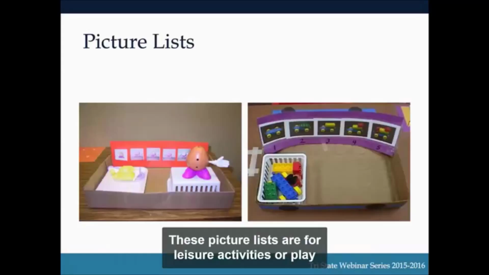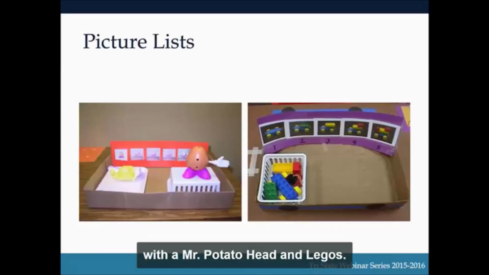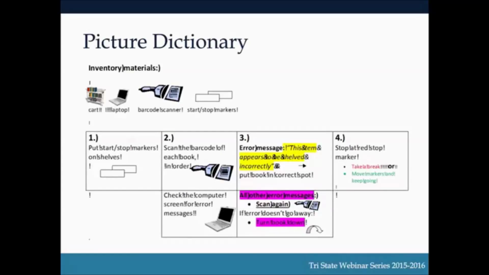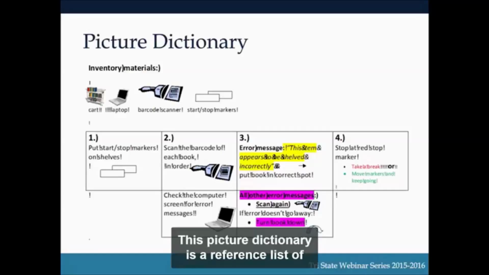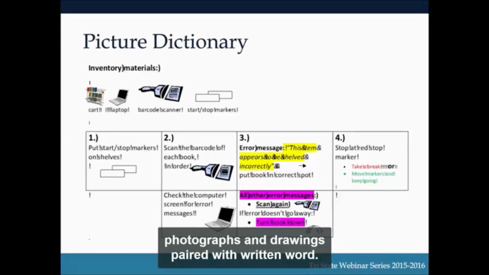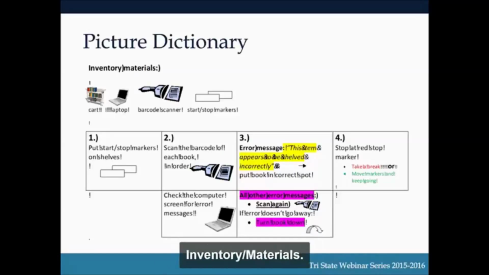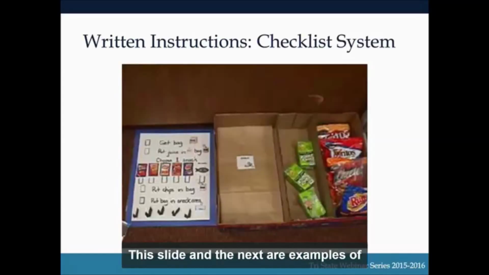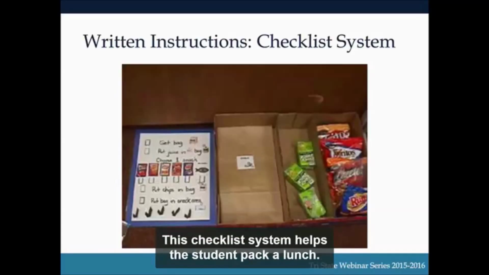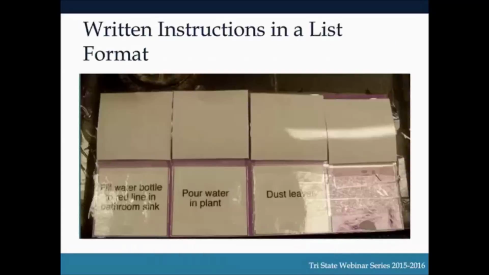These picture lists are for leisure activities or play with the Mr. Potato Head and Legos. This picture dictionary is a reference list of photographs and drawings paired with written word. The dictionary portion is under the heading Inventory Materials. This slide and the next are examples of single words or multiple word sequences that tell the individual what to do. This checklist system helps a student pack a lunch.